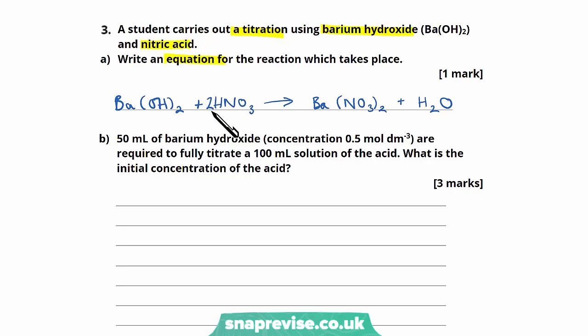To check our hydrogen atoms, we have 2 here and 2 here. That's 4 on the reactant side, the left hand side. And we have only 2 on this side. So we'll put a 2 in front of our water molecule. So now we have 4 on both sides.